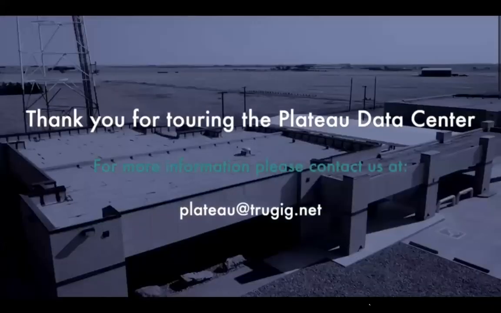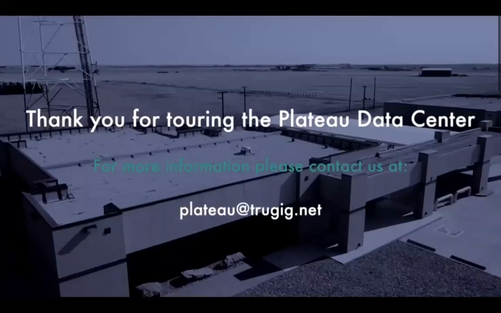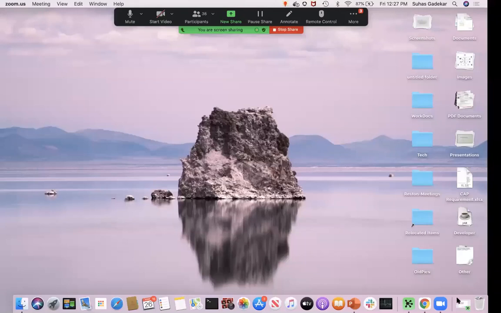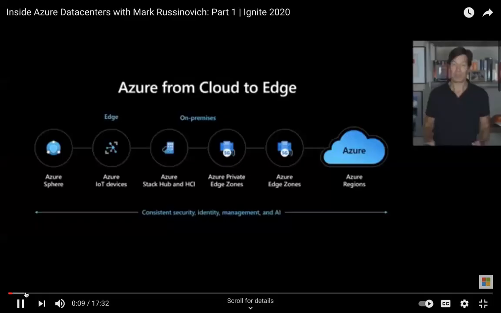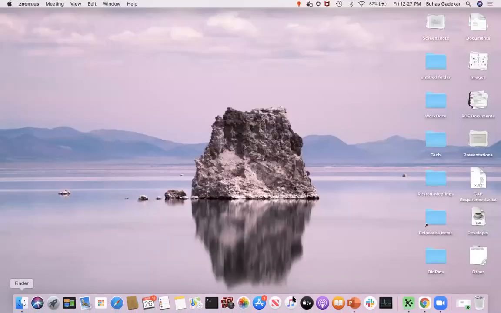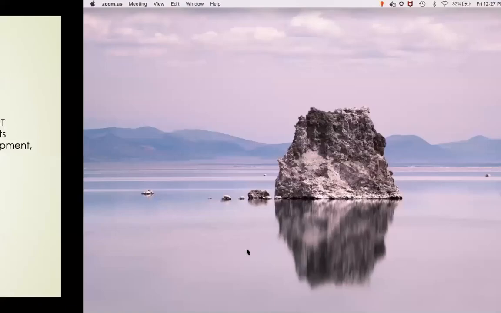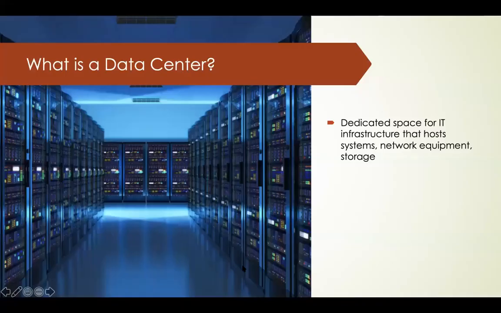Okay, so that ends the presentation. That ends the YouTube video. Now here you can see a full spectrum of what I would consider Azure data centers. It might not be what you were thinking of. You just took a tour of a data center, right? Any questions on that? I think we'll know more as we go along.